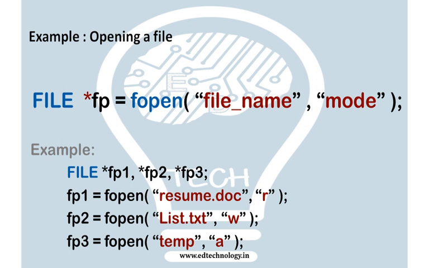The first file resume.doc is opened in the read mode, so make sure you have the resume.doc. Next up is list.txt in the write mode, so either it is there and it will erase all the data, or with the help of writing mode you are creating a file. And third is a temporary file which you are opening in the appending mode. So this is how you can open different files. In the further examples, we'll also see how, using these commands, a complete program can be written. So this is an example syntax for opening the file.